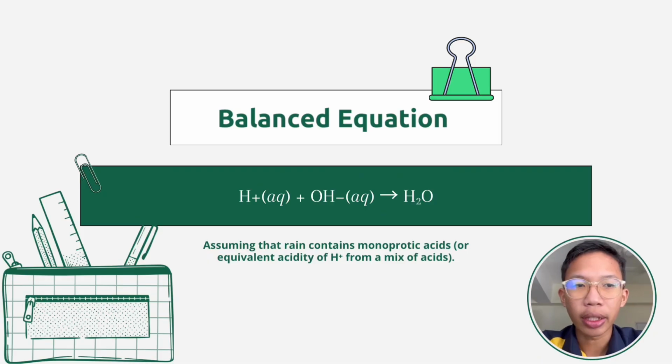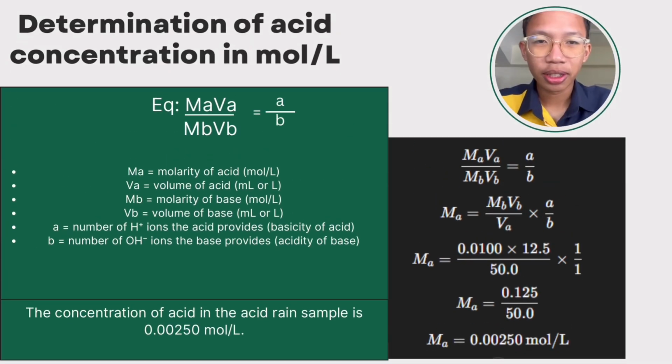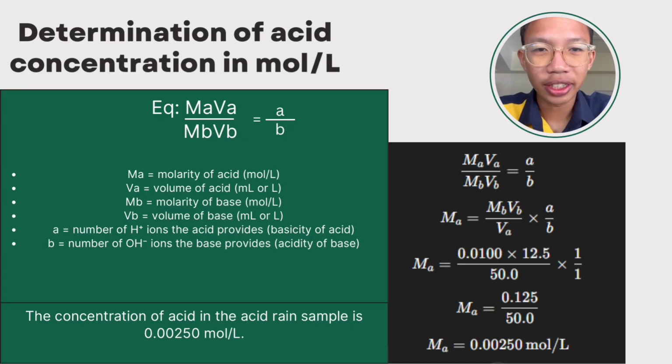We assume that the rainwater contains monoprotic acids, meaning each acid molecule donates 1 hydrogen ion, or that the total acidity can be treated as if it comes from a single type of acid. This simple 1:1 ratio between H+ and OH- makes it straightforward to calculate the concentration of acid in the rain sample. Okay, to calculate the concentration of acid in the acid rain sample, we use this formula.